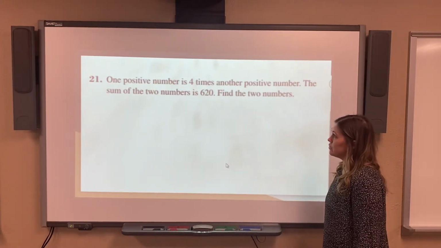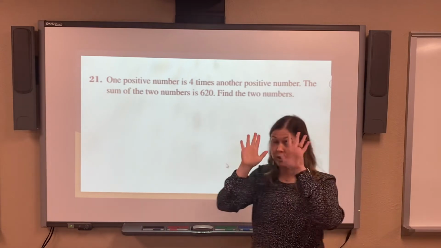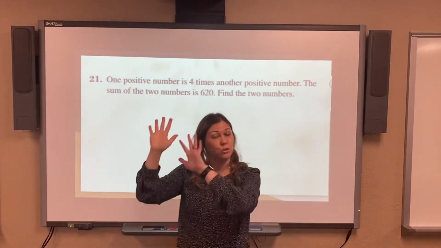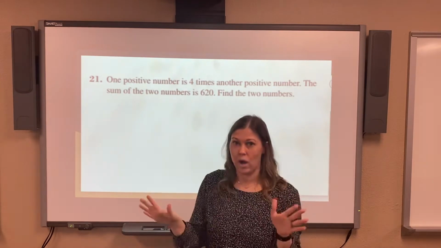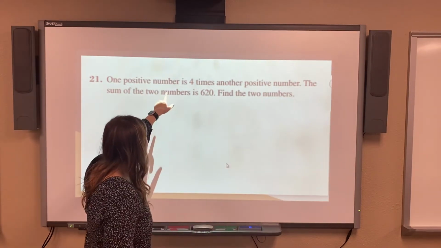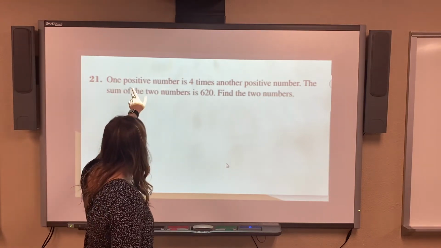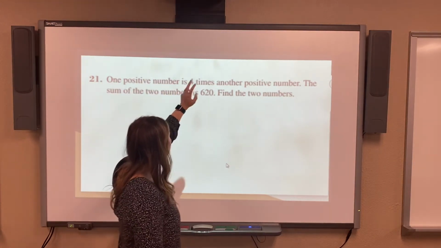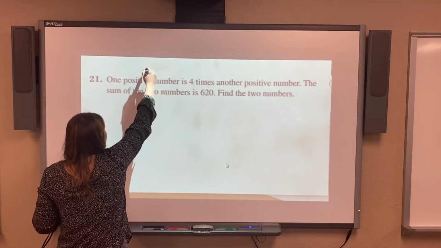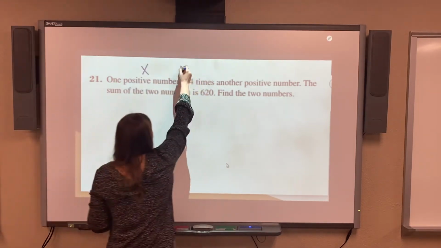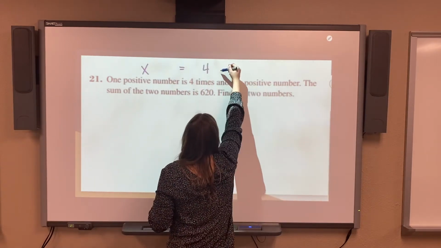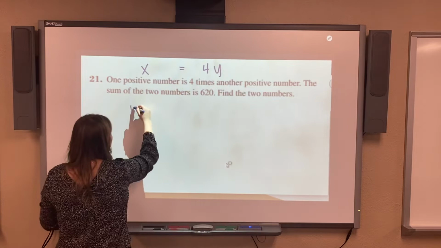Find the two numbers. So we're looking for two numbers, so we are going to have two unknowns, which means we have two equations. I'm going to say x and y are my two numbers. One positive number is 4 times another positive number, we'll say y. So that's just x equals 4y.